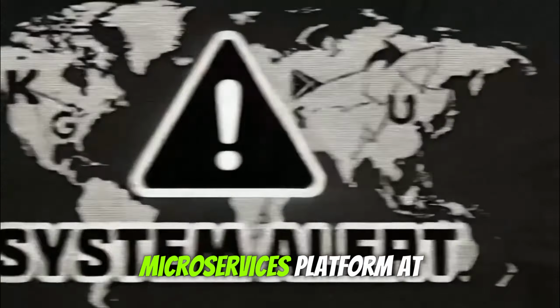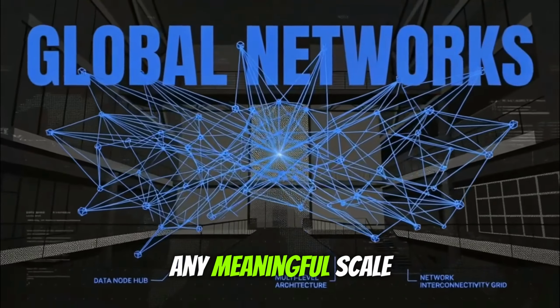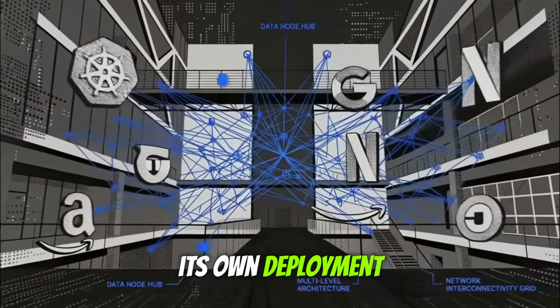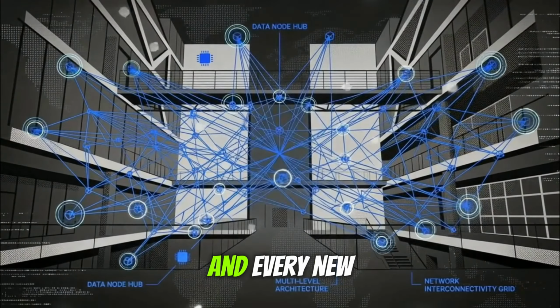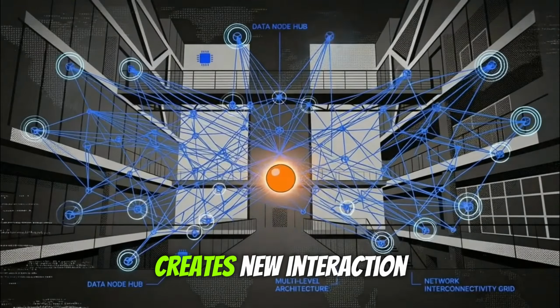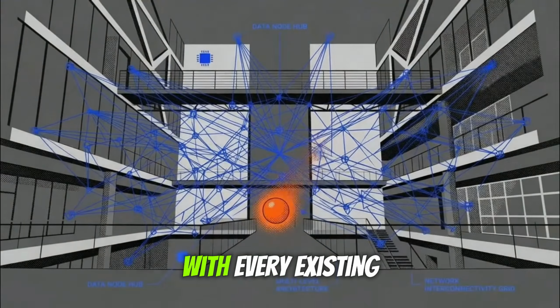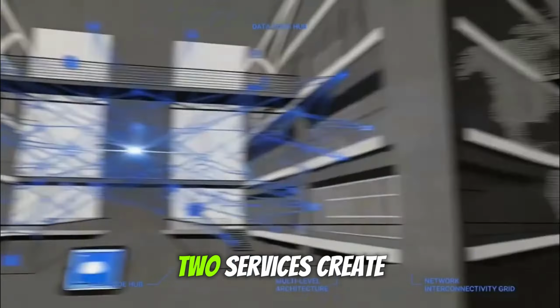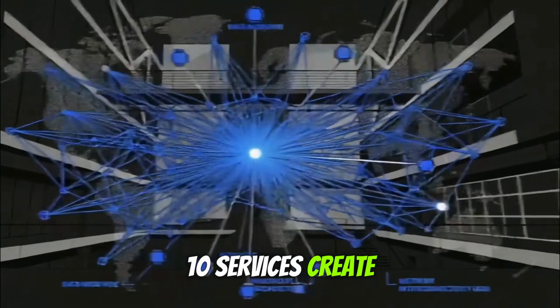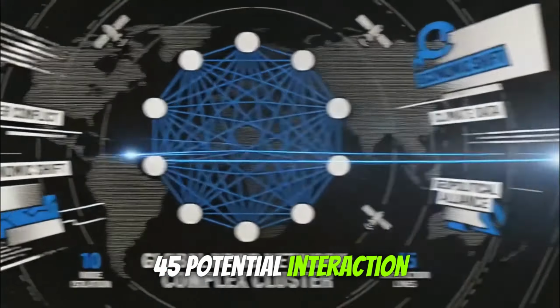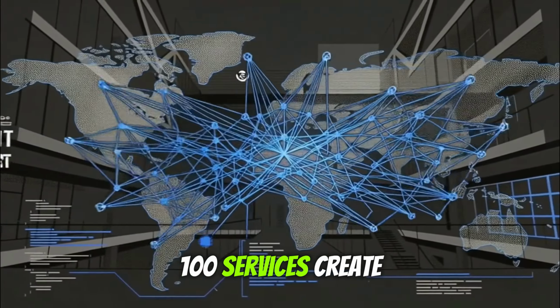The average modern microservices platform at any meaningful scale runs hundreds of services. Each service has its own deployment cadence, its own resource profile, its own failure modes, and every new service you add creates new interaction surfaces with every existing service. 2 services create 1 interaction surface. 10 services create 45 potential interaction surfaces. 100 services create nearly 5,000.